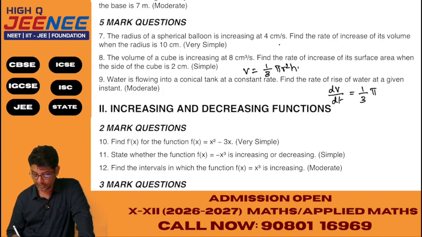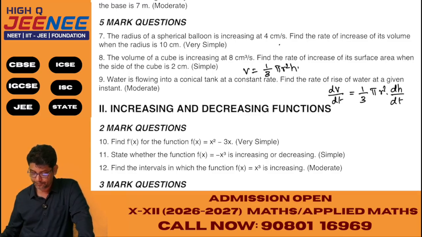With respect to what? Rise of water, h. So 1 by 3 pi r square into dh by dt. Is it clear to all of you?